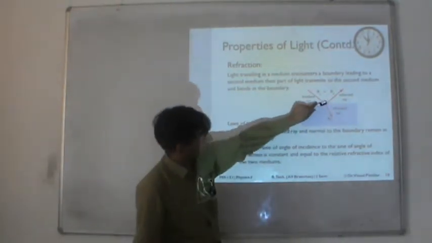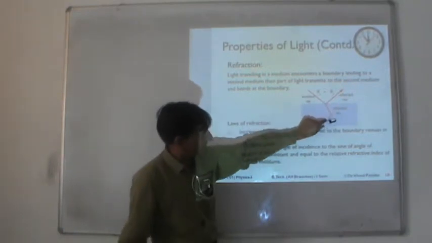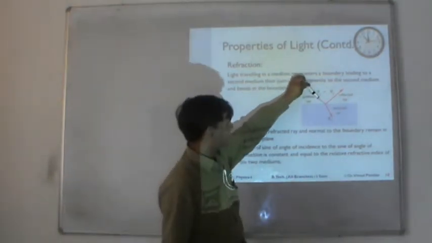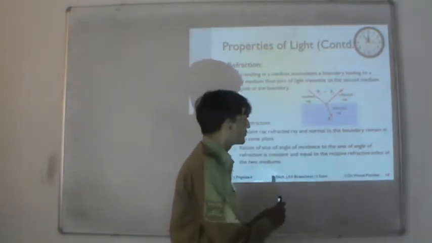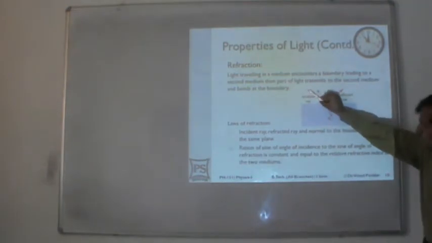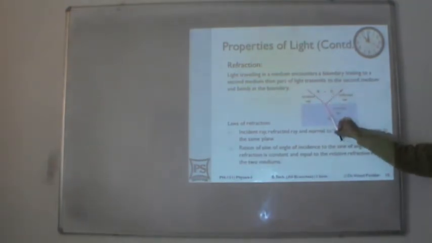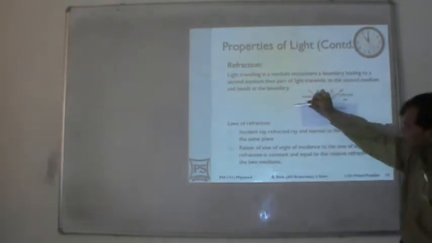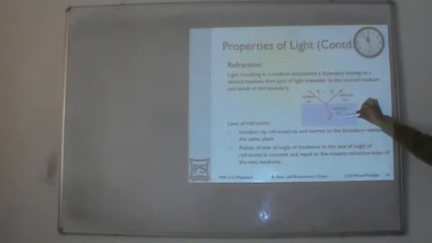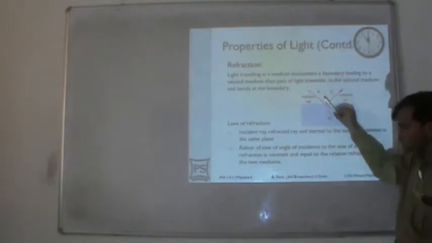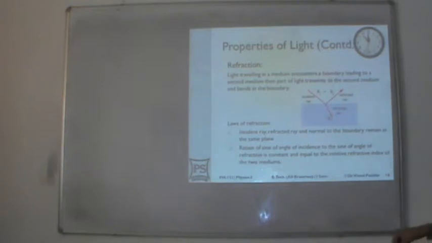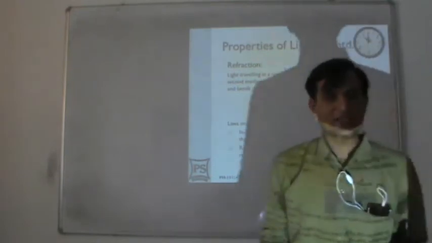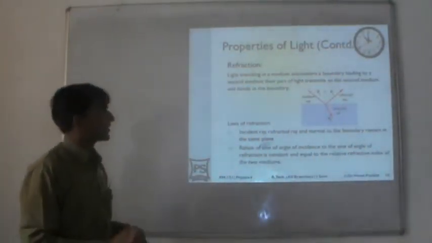So this portion, the light which is going to the second medium, is basically a reflected ray. Now refraction is not like that. When there is a change in the medium, the light does not follow the same path. There is a change in the path, or you can say the light ray bends. So whenever there is a boundary between two mediums and the light transmits to the second medium, it bends from its path, and this bending is known as refraction of light.